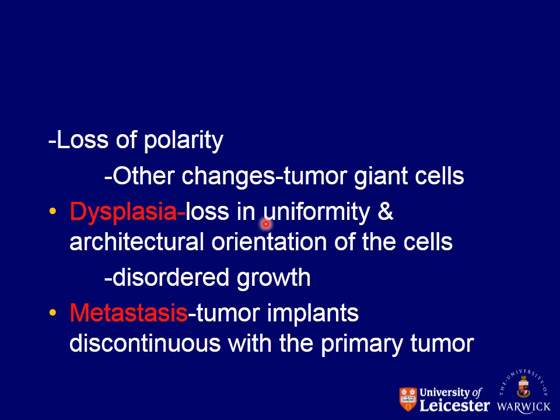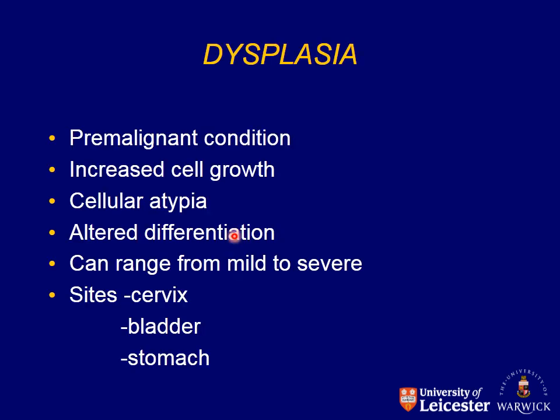Dysplasia is the loss of uniformity and architectural orientation of the cells. This loss of uniformity is seen in pre-malignant conditions, when the cells are not malignant. The tissue that we are observing does not show the malignant changes, but it is also not benign. So pre-malignant means the condition in between benign and malignant neoplasm. We say it is a pre-malignant condition.